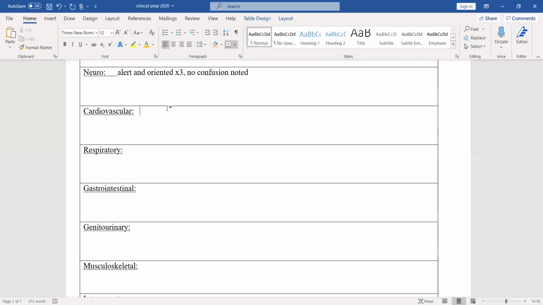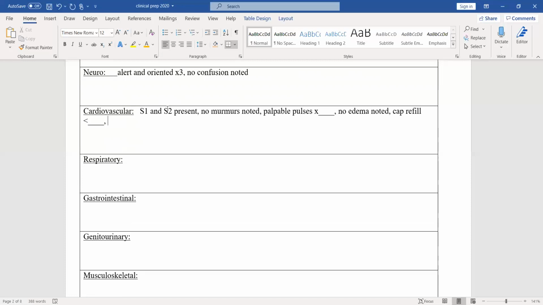So I would write maybe in cardiovascular, S1 and S2 present. No murmurs noted. Palpable pulses, times, leave that blank. No edema noted. Cap refill, less than, and I probably leave that blank. Thorax intact. No open areas noted.